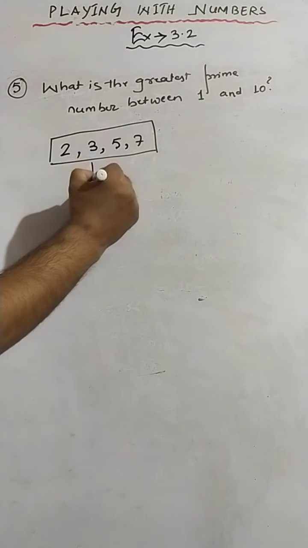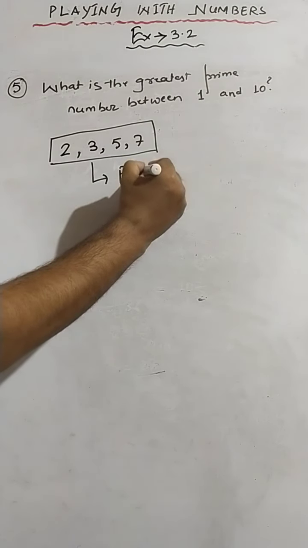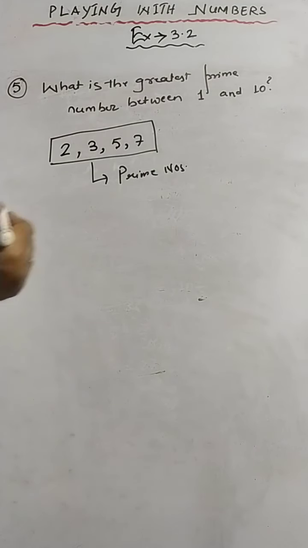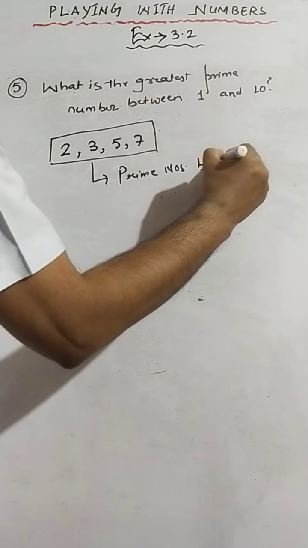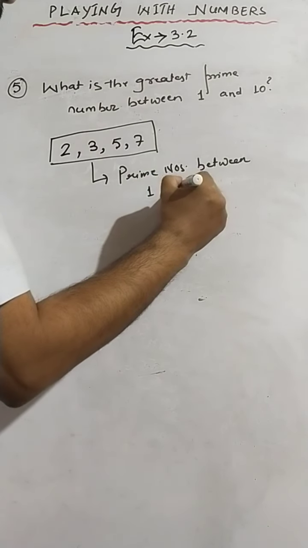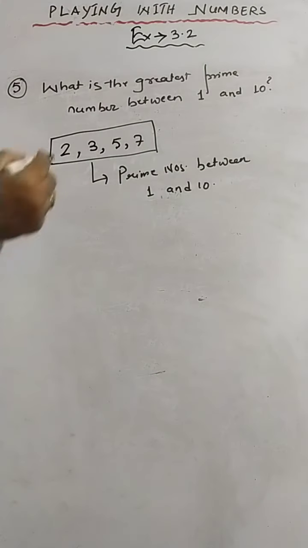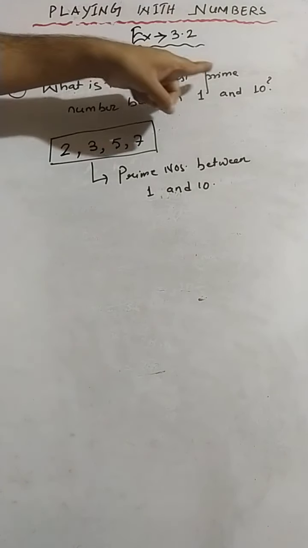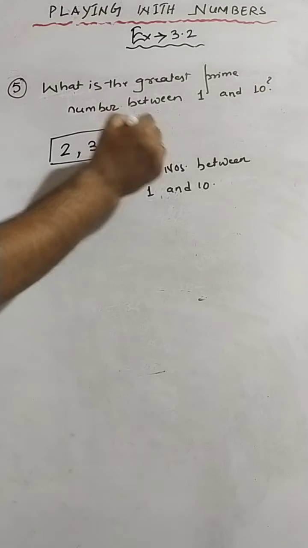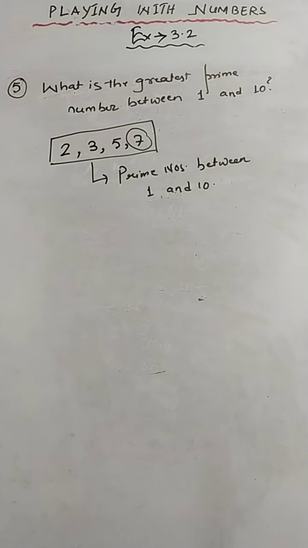So these are the prime numbers between 1 and 10. Now among these numbers, what is the greatest prime number? Which is the greatest prime number out here? Yes, it's the right choice. So 7 is the greatest prime number among them.